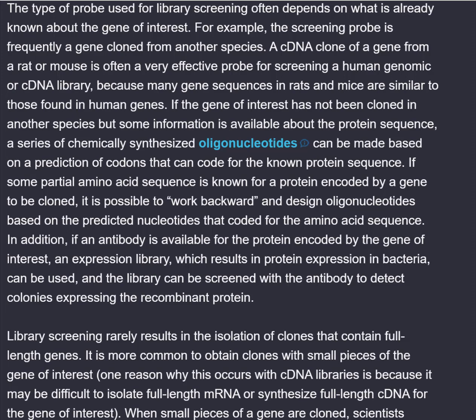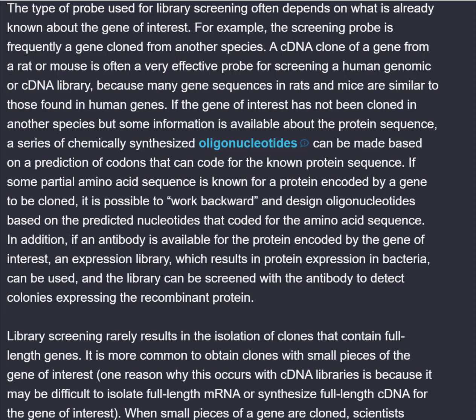If the gene of interest has not been cloned in another species but some information is available about the protein sequence, a series of chemically synthesized oligonucleotides can be made based on a prediction of codons that can code for the known protein sequence. If some partial amino acid sequence is known for a protein encoded by a gene to be cloned, it is possible to work backward and design oligonucleotides based on the predicted nucleotides that coded for the amino acid sequence.